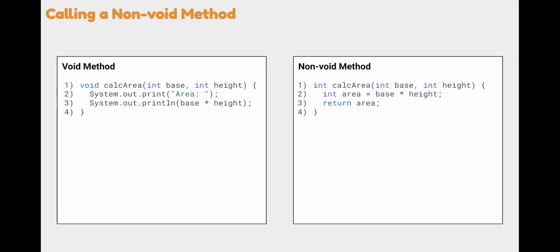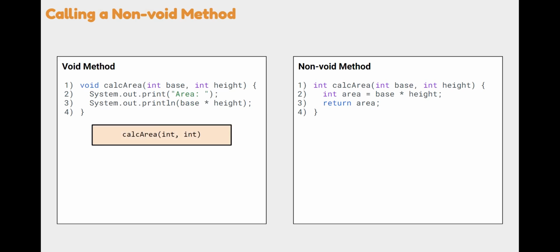So void methods can have parameters, and non-void methods can have parameters. They both have different algorithms. The void method is still calculating the area, but it's displaying it to the screen, where the non-void method on the right calculates the area, stores it in an integer variable named area, and then returns that value back to the calling code. So if we look at the signatures of these two methods, on the left, we have calcArea int int.